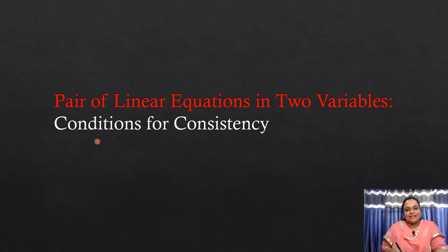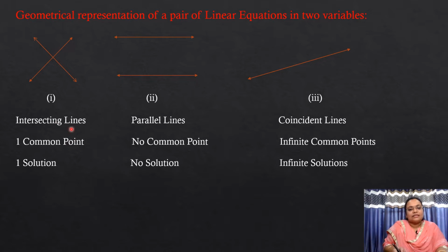Today we will discuss conditions for consistency for a pair of linear equations in two variables. These are the intersecting lines. They have one common point. So we can say it has one solution, right? So these are parallel lines. They do not meet at any point, correct? So they do not have any common point. Therefore, no solution for the parallel lines.